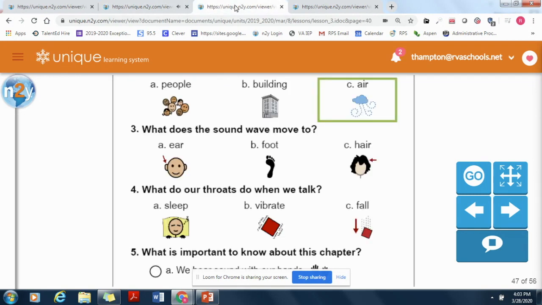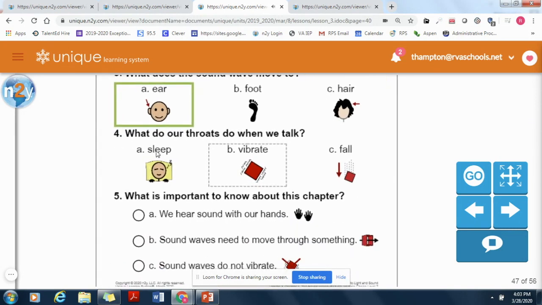Okay, so let's go back to our assessment. What does the sound wave move to? Ear, foot, or hair? Ear. Very good. What do our throats do when we talk? Let's go back to that part of the story.